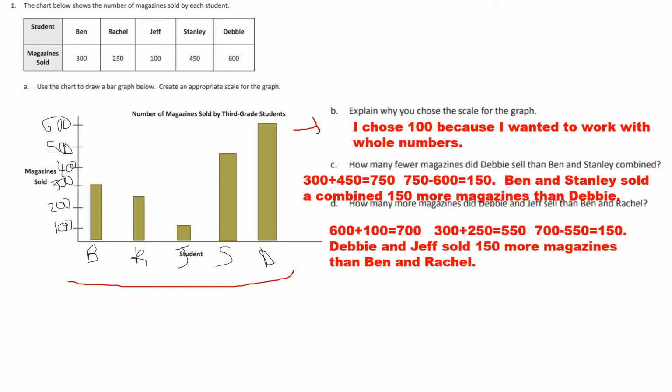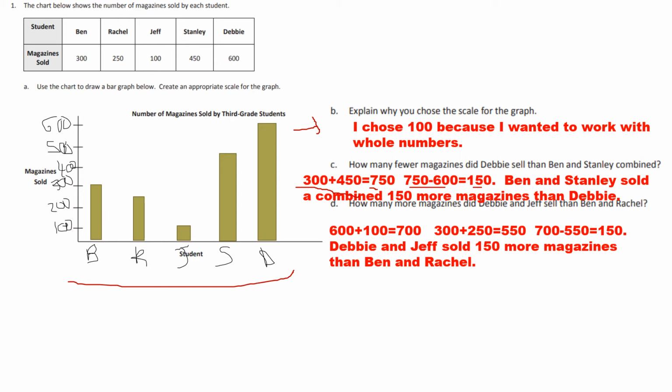For problem C, it asks how many fewer magazines Debbie sold than Ben and Stanley combined. So here you can see I did Ben and Stanley combined. 300 plus 450 equals 750. Then I subtracted Debbie's. 750 minus 600 is 150. So I wrote, Ben and Stanley sold a combined 150 more magazines than Debbie. Remember, you need to be writing complete sentences and showing your work.